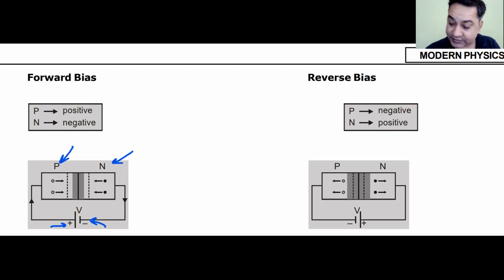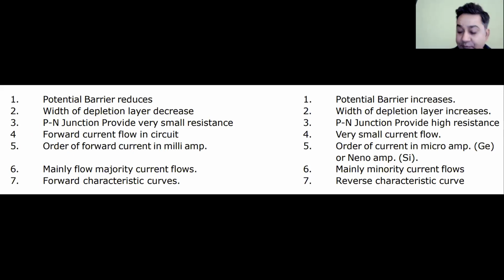I'm just resizing it so that you can see it. Size matters. Okay, here it comes, and I'll just dictate the points one by one. In forward biasing, potential barrier reduces, yes or no? Are we there in the class? Yes, sir. So if it reduces here, it increases here. Width of the depletion layer decreases here. Width of the depletion layer increases here.